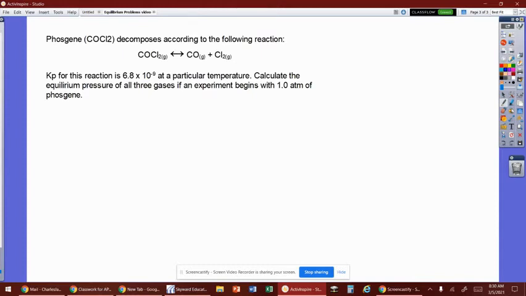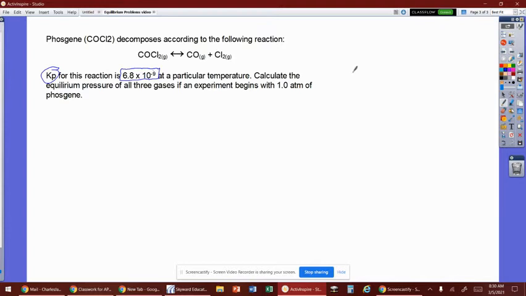Kp, notice this is a pressure-based equilibrium, for this reaction is 6.8 times 10 to the negative ninth. So once again, we are dealing with a very, very small equilibrium constant, which is actually quite convenient because it makes the math a lot easier. Calculate the equilibrium pressure of all three gases if an experiment begins with 1 atmosphere of phosgene.